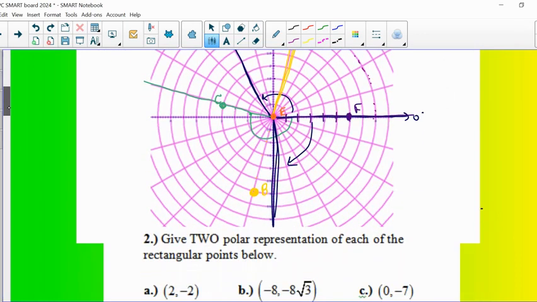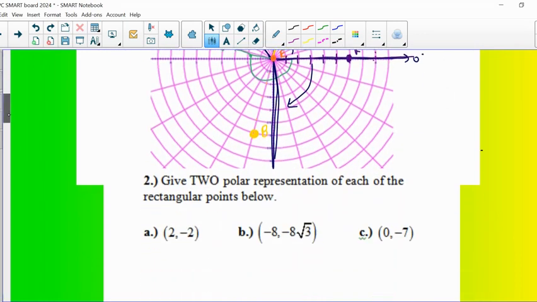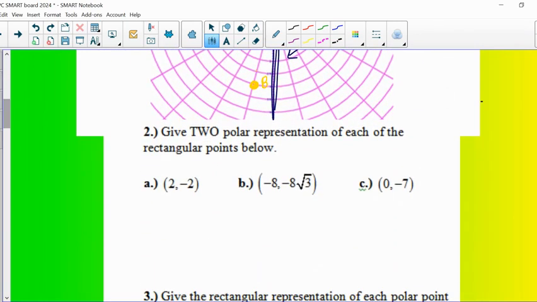Okay, so it asks us now to give two polar representations of these points. What I would suggest is to pause this video and try it without me leading you through it, and then fast forward to the end and see if you did it. So good luck. Okay, so hopefully you've had a chance to do that.